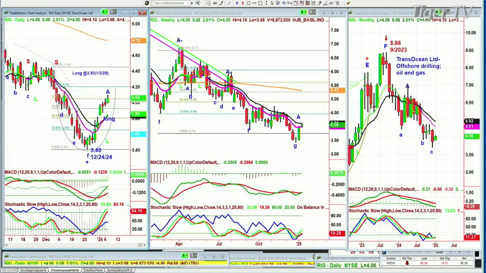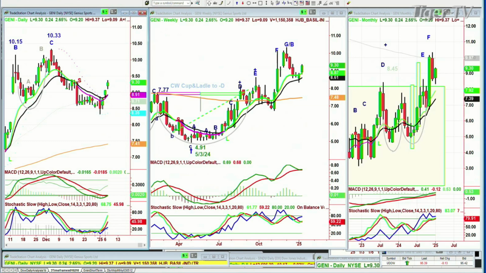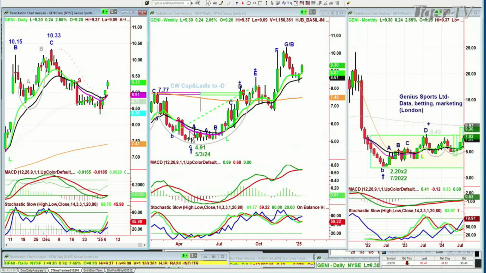So we got in, what was the other one? Genius Corp. This is Genius Sports trading up 24 cents at 9.30, up 2.66. Yeah, we've been in long. We've had two positions. We've got a core position much lower down. This is Genius Sports Limited, data betting marketing, London. It's doing very nicely. It just got stuck for a while. It had me a little worried, but now it's doing very nicely. We're at the 6s or so, and here it is at 9.31.